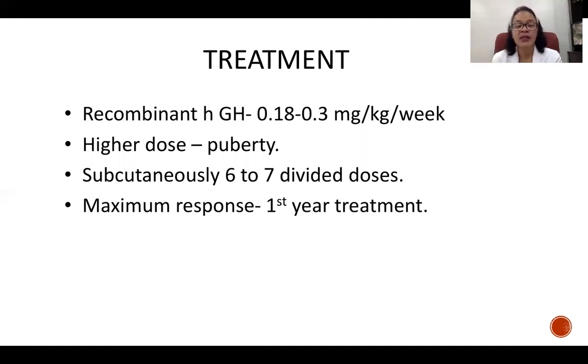So the recommended dose of the human growth hormone is 0.18 to 0.3 milligrams per kilo per week, and this is during childhood, and higher doses can be used during puberty. So the recombinant growth hormone will be given subcutaneously, and it is given in 6 or 8 divided doses. So the maximal response may occur in the first year of treatment.